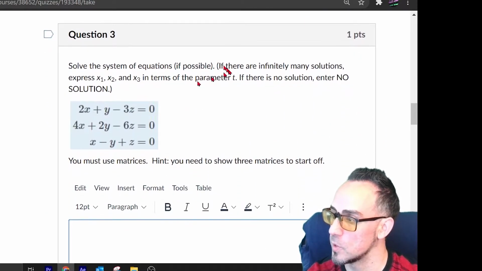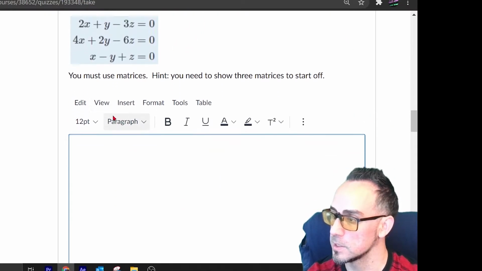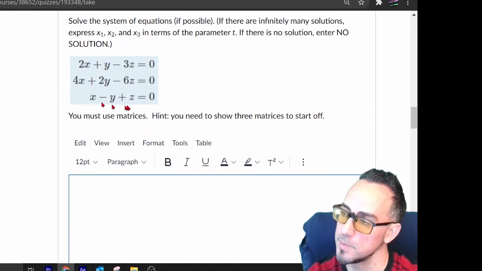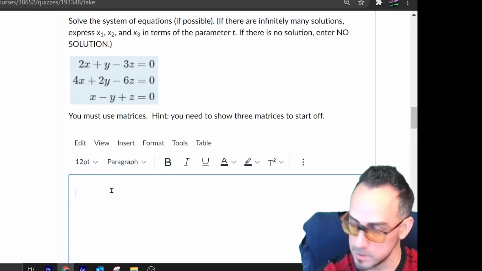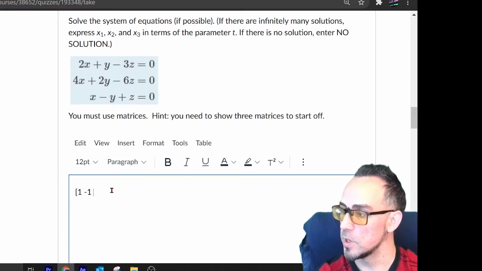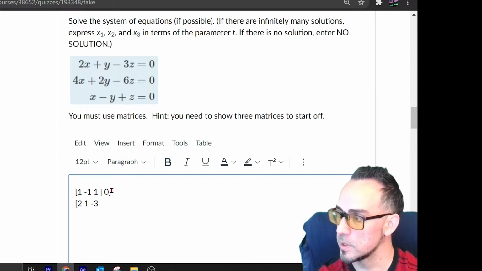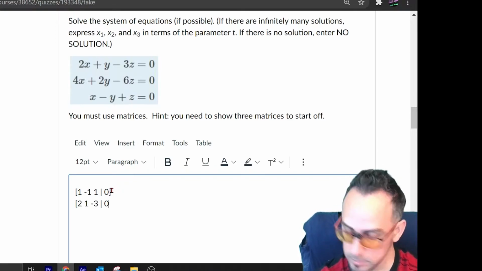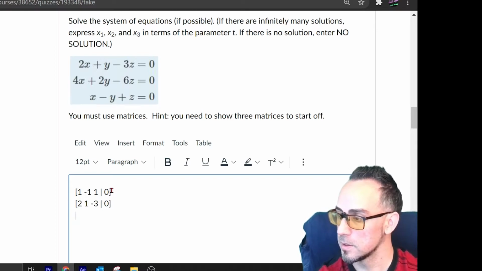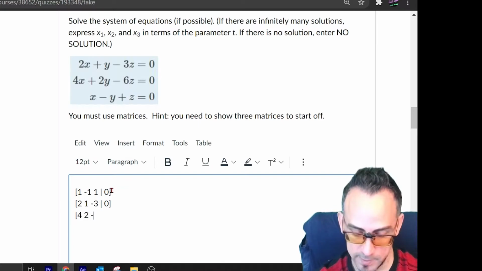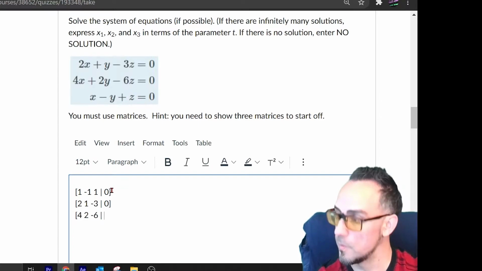Solve the system of equations if possible. Another question. Now for this one, I may want to put this bottom equation on the top. I may want to say 1, -1, 1, vertical bar, 0. And then I'll say 2, 1, -3, 0. And then I'll press shift enter to get it nice like that. And then I'll say 4, 2, -6, vertical bar, then 0.